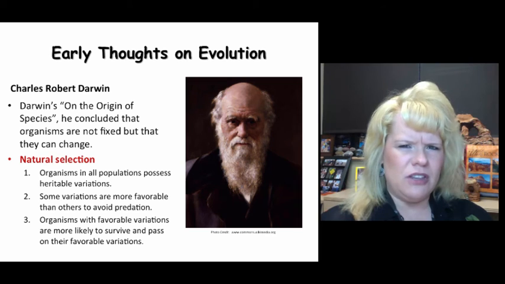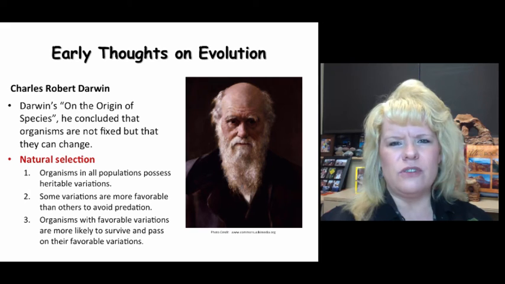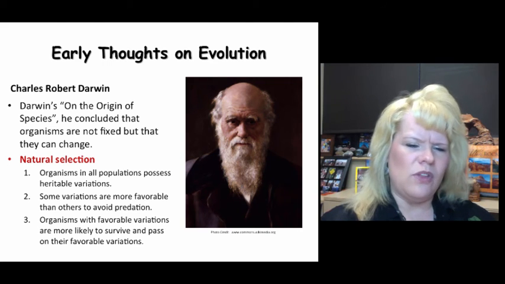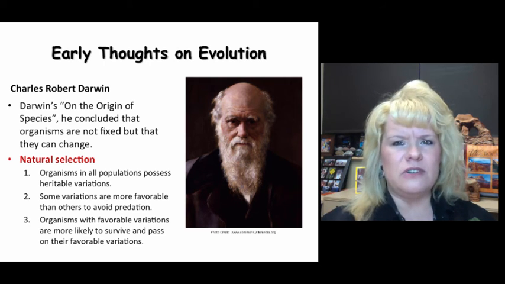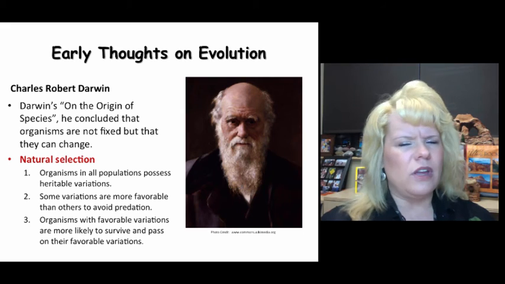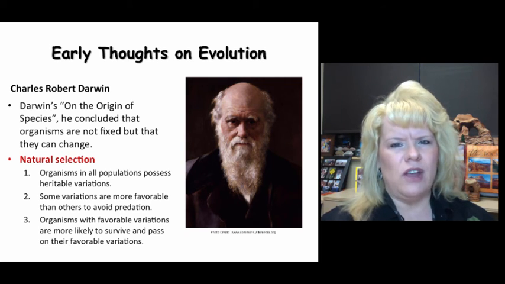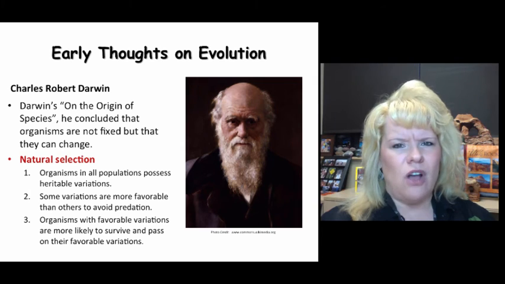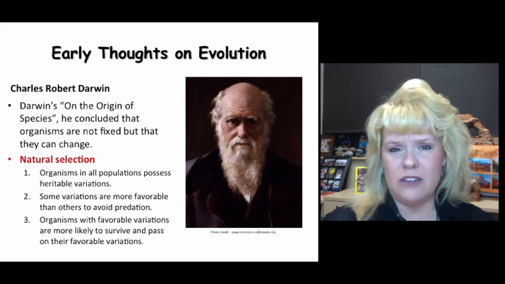His 3 primary thought processes were this. Number 1, organisms in all populations possess heritable variations. In other words, there'll be different characteristics within the same animal group because they all have different characteristics. Number 2, some variations are more favorable than others to avoid predation. That could be coloring, ability to disguise, ability to burrow, an ability to climb. There's a lot of things that could look like. Number 3, organisms with favorable variations are more likely to survive and pass on their favorable traits. That does not mean that the strongest, the biggest, and the fastest are going to be the ones that survive. It just said there's a higher probable chance that could occur.